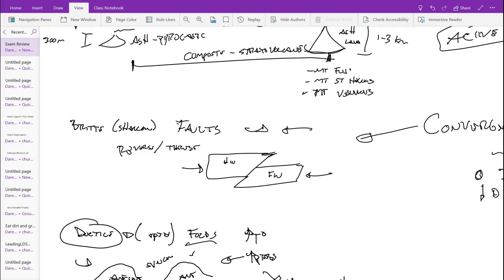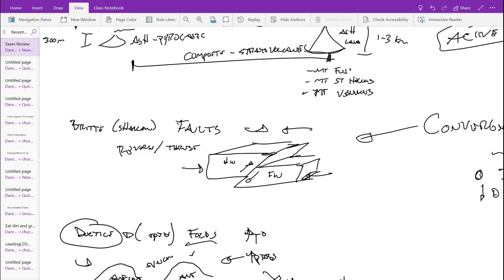If this was in, I'm not very good at doing these in 3D, but it'd be looking something like that. And there we go. So this block goes up, and this block goes down. So this is a dip slip fault, which means it's going vertical and going upwards and downwards as they're being pushed together. Okay, so those are examples of reverse and thrust.